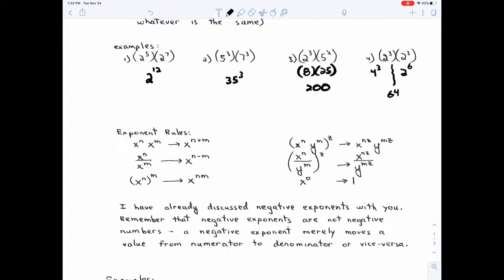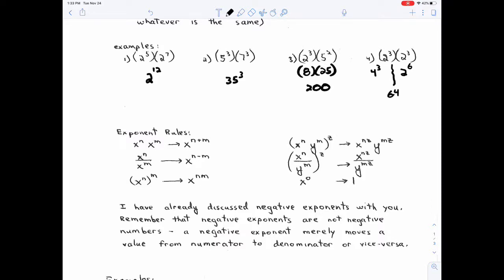And first of all, I've already explained negative exponent rules. Remember that negative exponents are not negative numbers. This was back at the beginning of the year. A negative exponent merely moves the value from numerator to denominator or vice versa. Okay, so the first rule here, if you multiply, you add the exponents. If you divide, you subtract the exponents. If you raise to a power, you multiply the exponents.